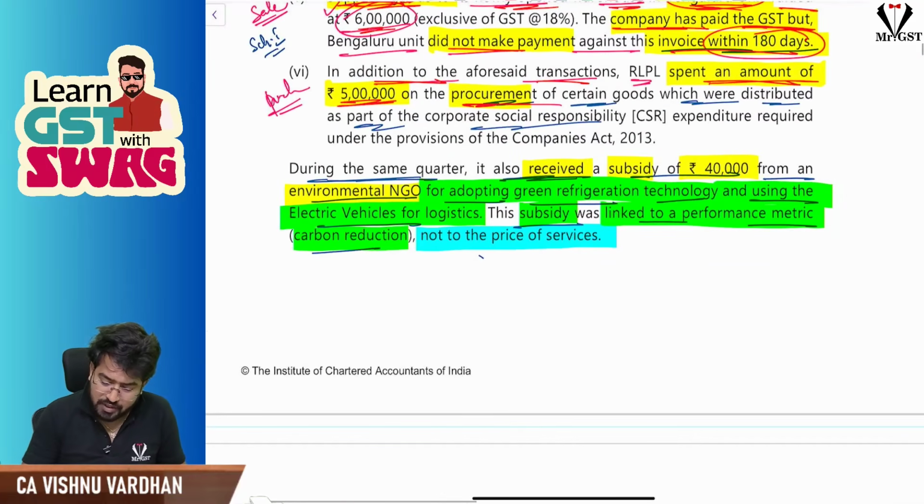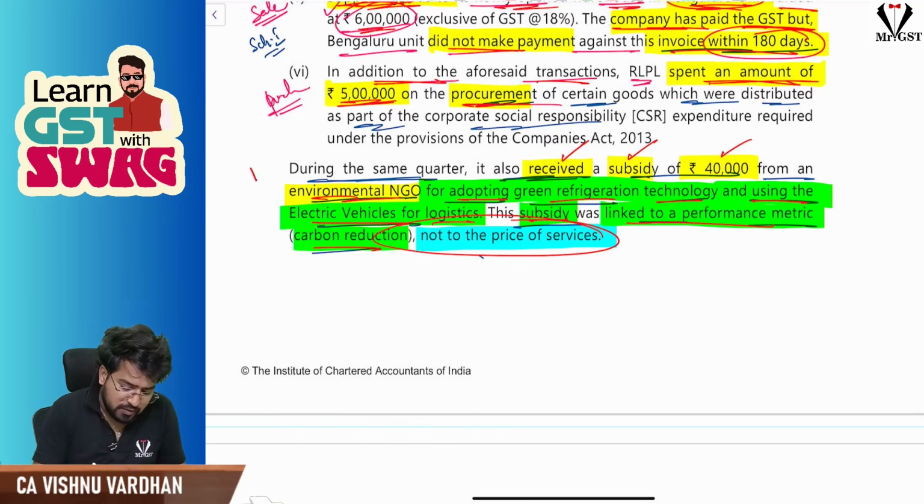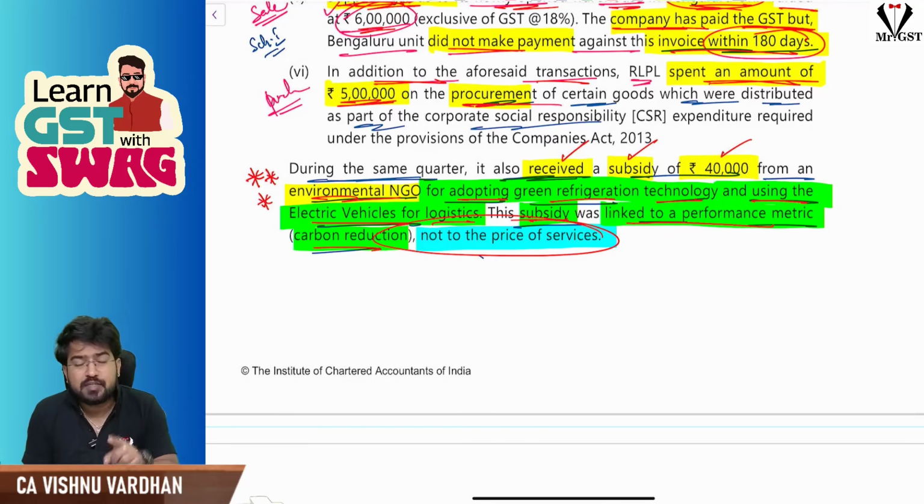They gave a paragraph here regarding subsidy. Received subsidy for 40,000 from an environmental NGO for adopting green refrigeration technology and using it for electric vehicles for logistics. See, this subsidy is linked to performance metric, that is for carbon reduction. It doesn't have any role to play with respect to price of services. Very, very, very important. The area where you may do mistakes. See, this subsidy is not linked to price, but this subsidy is based on the performance.